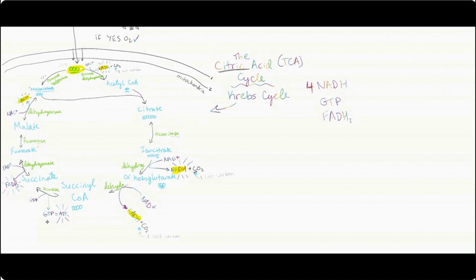And then for GTPs, we have 1 of those. And FADHs, we have 1 of those. All right, so we're going to hold on to that for later. I'm going to go ahead and write it down from one pyruvate.